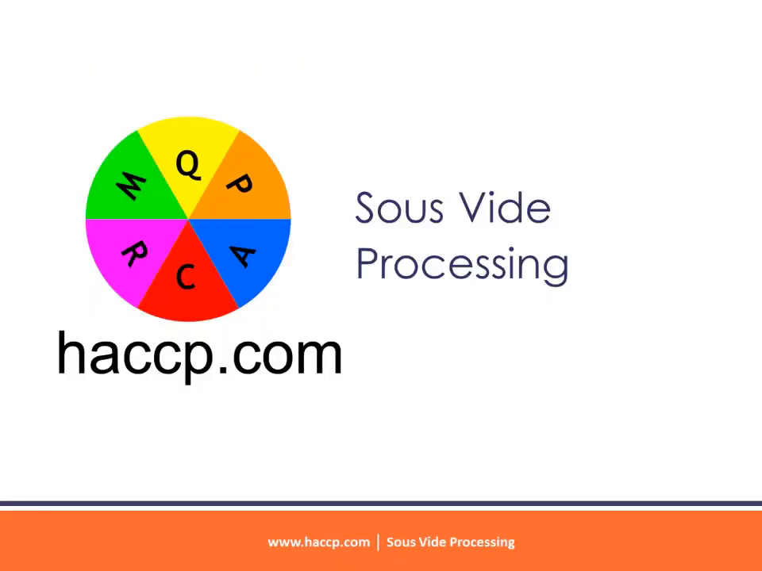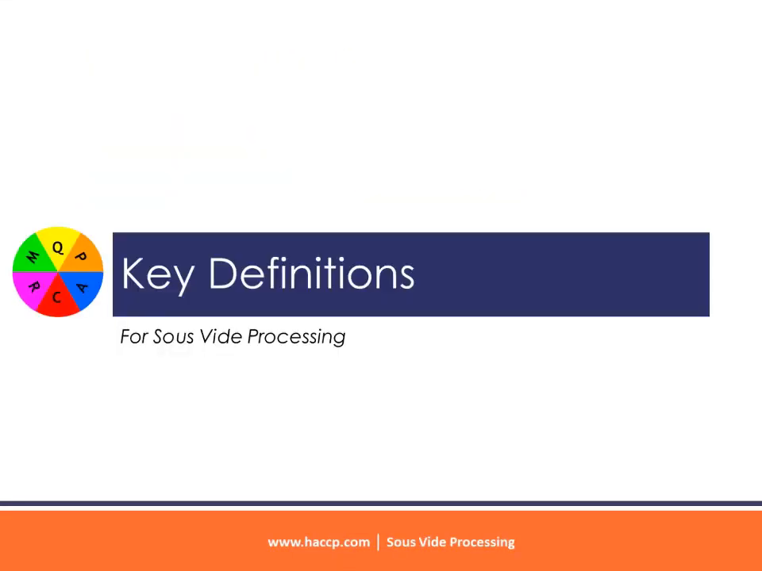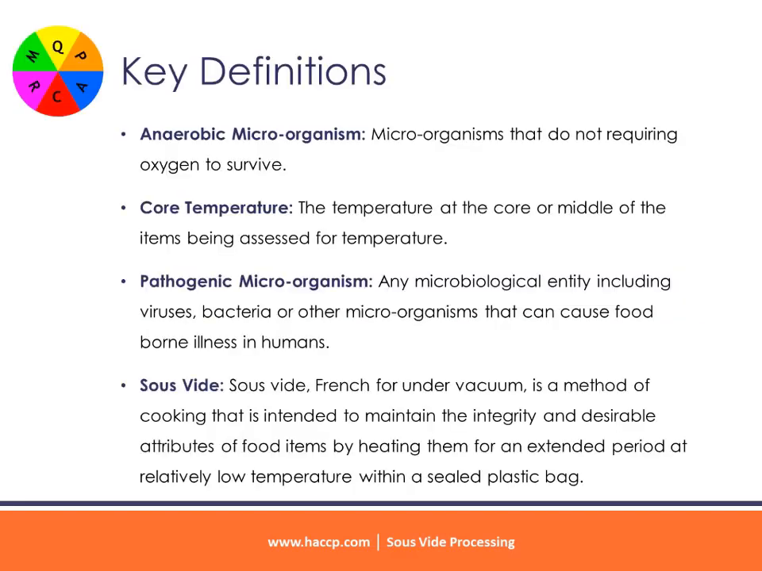Sous vide processing. Key definitions for sous vide processing. Anaerobic microorganism: microorganisms that do not require oxygen to survive. Core temperature: the temperature at the core or middle of the items being assessed for temperature. Pathogenic microorganism: any microbiological entity including viruses, bacteria or other microorganisms that can cause foodborne illness in humans.